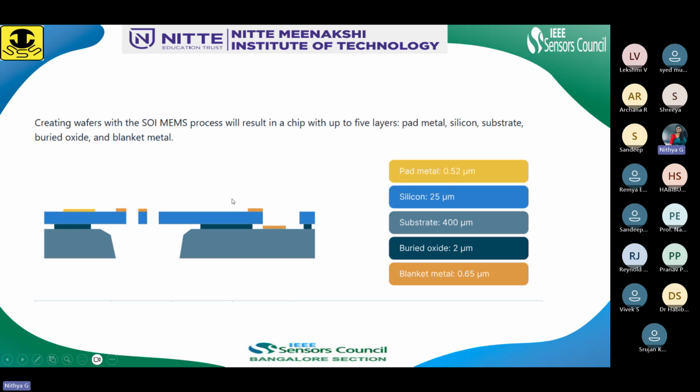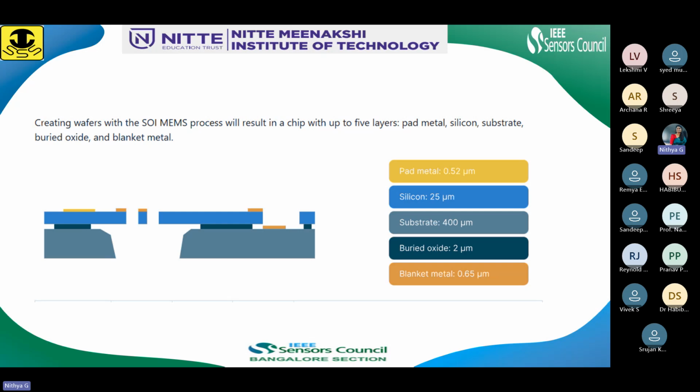Okay, so basically we can see there are 5 layers. The blanket metal is 0.65 micrometer. This is the thickness of the metal, where 0.6 micrometer is the thickness of the gold and 0.05 micrometer, that is 50 nanometer, is the thickness of the chrome metal. And we have the oxide layer, which is 2 micrometer, and mainly the silicon, which is the device layer, should be 25 micrometer.